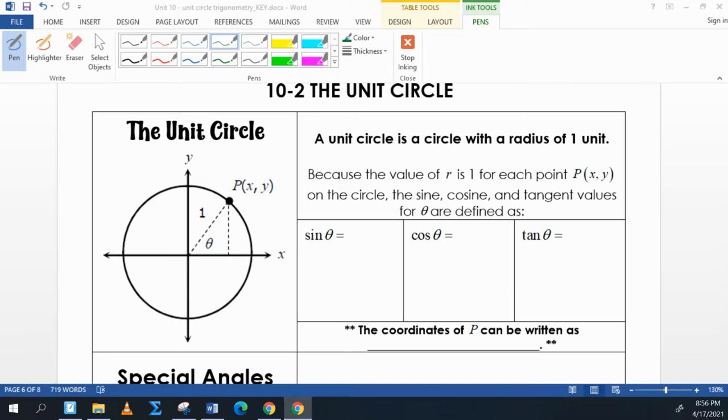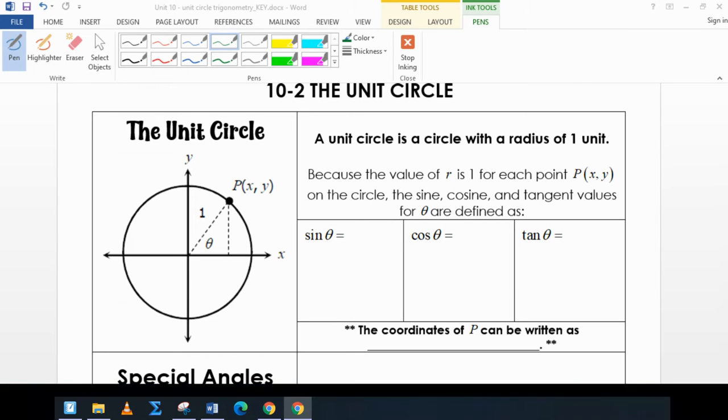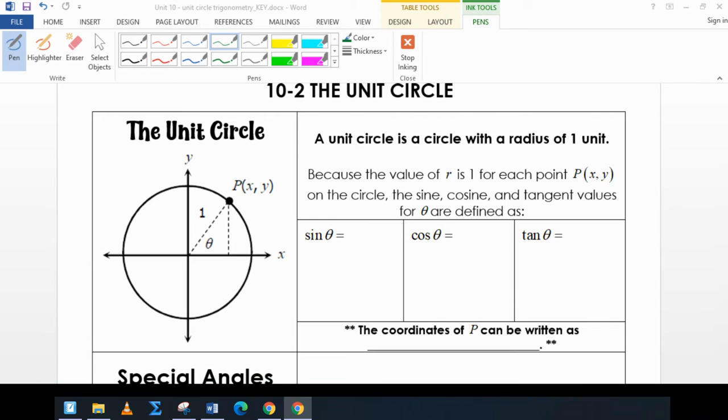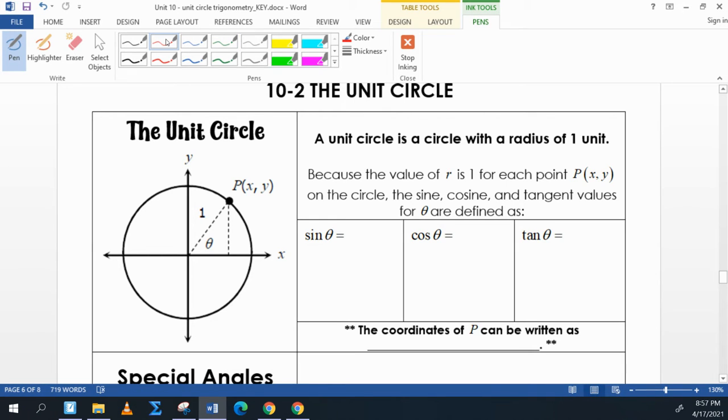All right, 10-2 is all on the unit circle. Now, this is a huge unit. We're going to spend like 3 or 4 days on it. So please just note, you don't want to just kind of brush over this and think that if you don't understand it, it's okay, it'll go away. It doesn't. It's going to come into play next unit and again, maybe, and again. So please know just to learn this. And it's not too bad. I'm going to show you some really easy tricks to help you to understand this a little bit better.